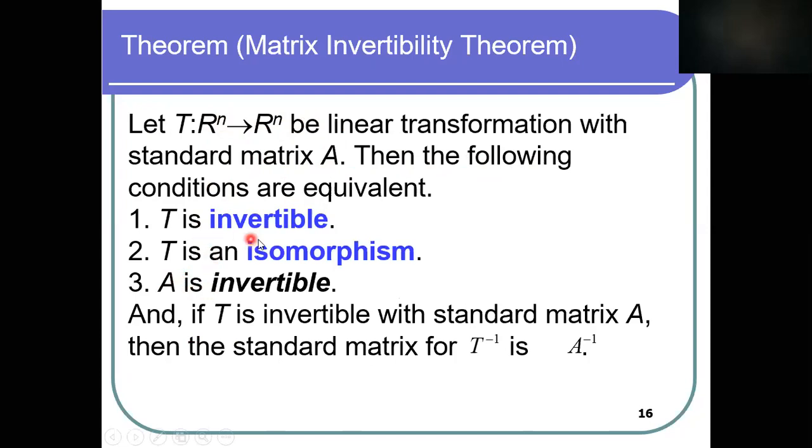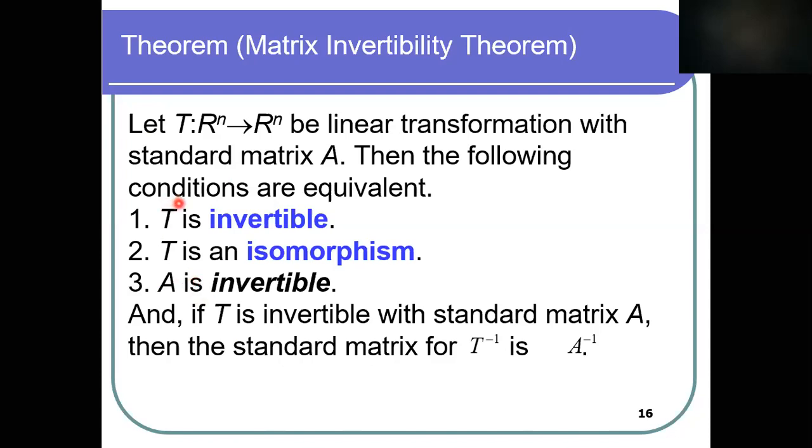If T is invertible, I mean to say the matrix corresponding to T, the matrix of transformation, is non-singular, or I can say A is invertible. In that case, these are all equivalent. If T is invertible, it means the matrix corresponding to this T will be invertible. If A is invertible, it means its determinant is non-zero. In that case, transformation T is invertible.